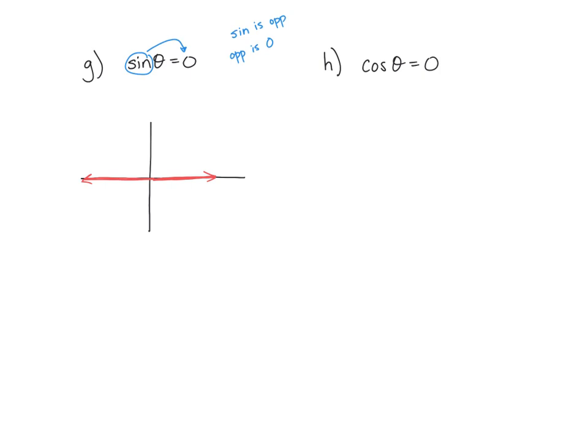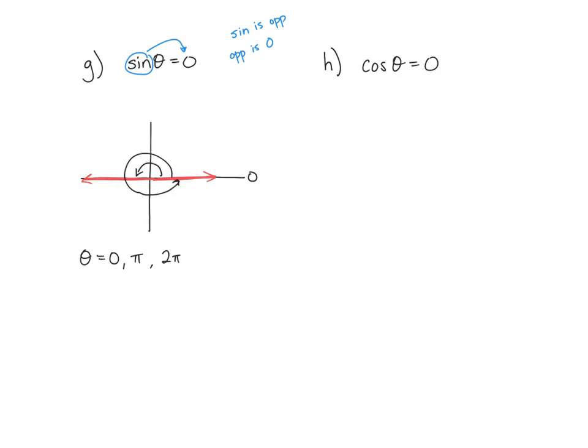So for what values of theta can sine equal 0? Well, it's going to equal 0 at 0, pi, and I could rotate all the way around, or 2 pi.